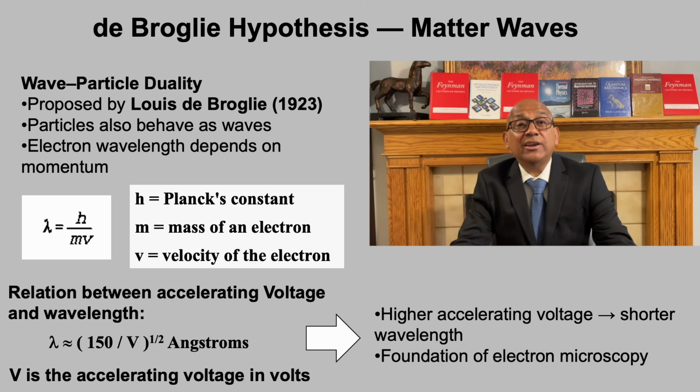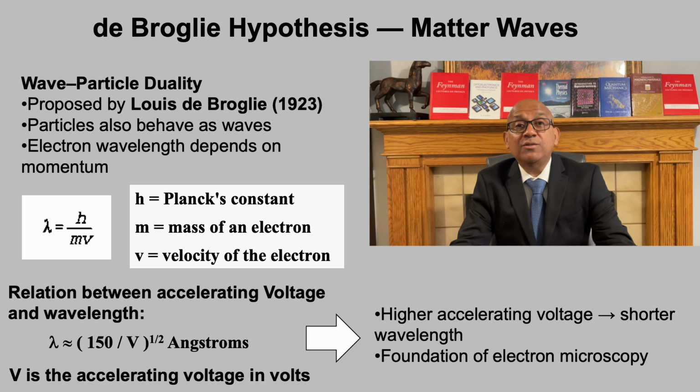When electrons are accelerated through a high voltage, their momentum increases. As a result, their associated wavelength decreases. This is the key physical mechanism that allows electron microscopes to achieve high resolution. This concept of wave-particle duality is not just a theoretical curiosity. It is the fundamental reason electron microscopy is possible.